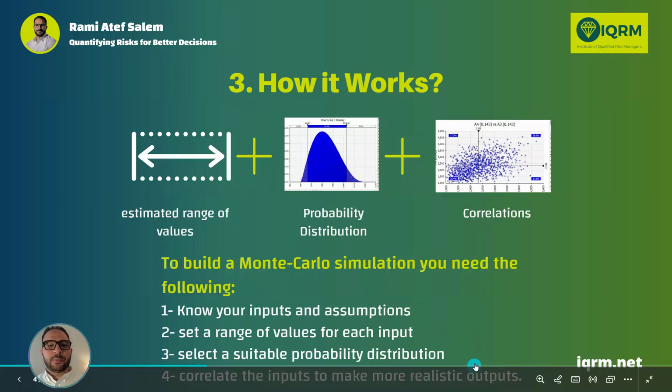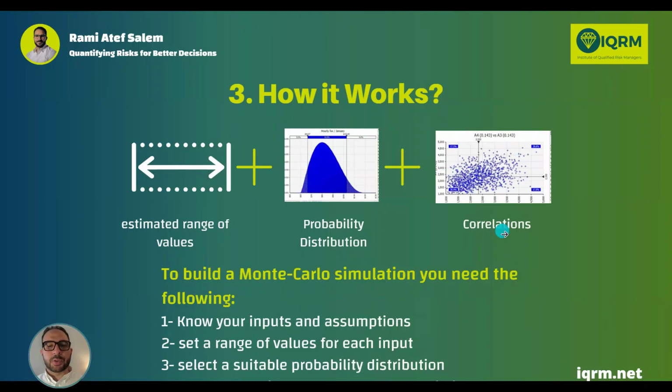Before all of these steps, we have to really know our inputs and assumptions, where we're building from and how we're going to build it. So it's three simple steps. First, estimate the range of values for every input you have. Then set up an appropriate probability distribution, and then build up correlation. Correlation may exist and may not exist.